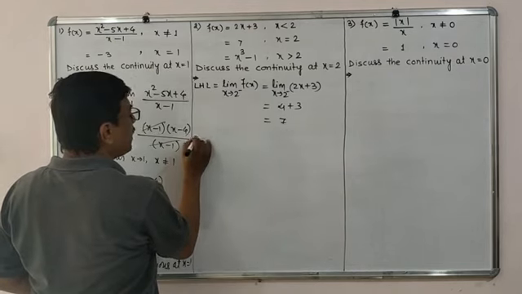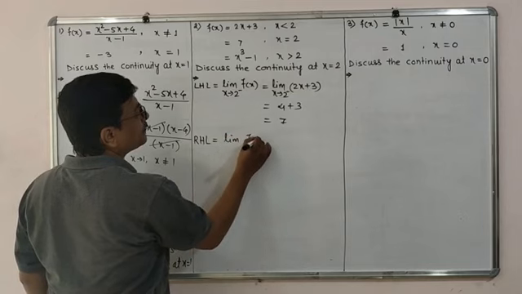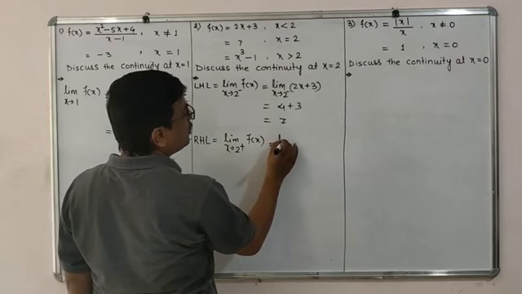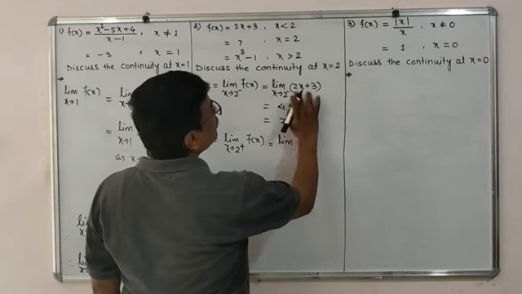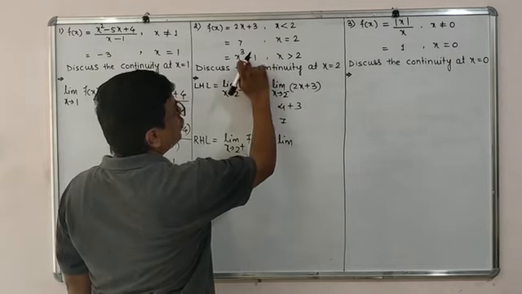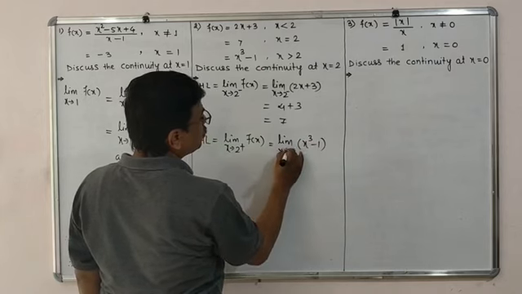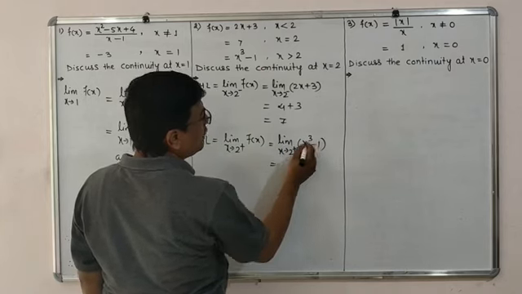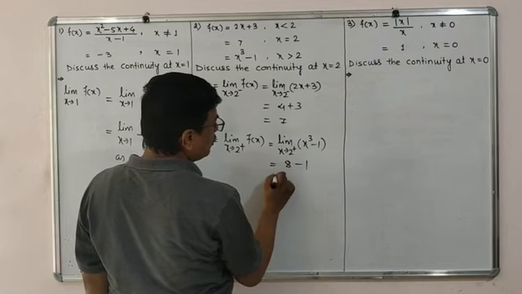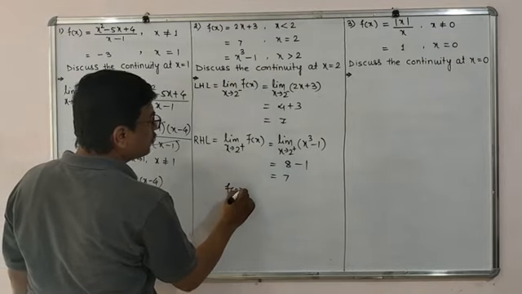Then we will find RHL. RHL is limit of f of x as x tends to 2 plus, that is equal to limit of, now 2x plus 3 is for x less than 2, 2 plus means x is greater than 2, now the function is x cube minus 1 as x tends to 2 plus. Now substitute this value, this is 2 cube means 8 minus 1, that is equal to 7, and the function's value is given as 7, which means f of 2 is equal to 7.